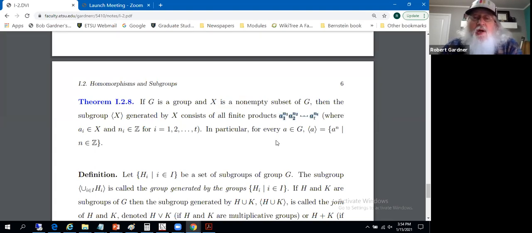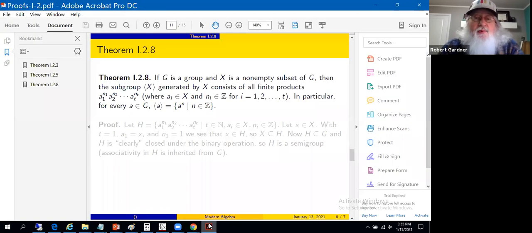In particular, if set X does consist just of a single element, then we're simply getting powers of that element. The subgroup of G generated by element A, that cyclic group, is simply a to the n, where n is an integer. All possible powers, if you will, of element A. Let's look at a proof of that.